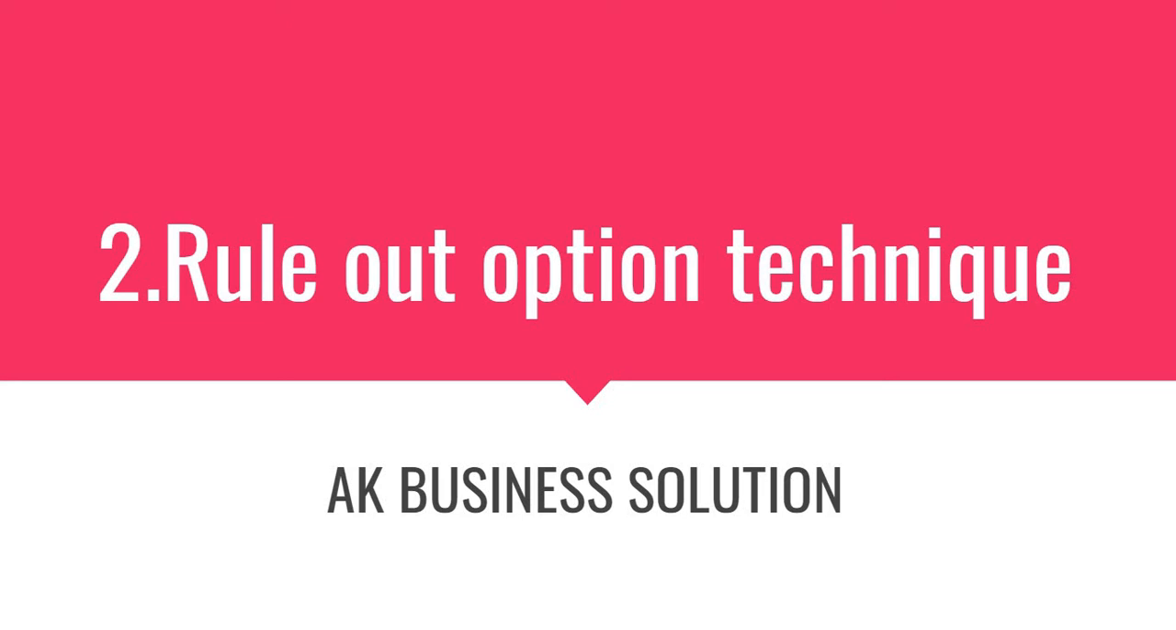You can rule out the options by modifier, by diagnosis code, by add-on code, or by any coding guidelines which are specifically mentioned in the CPT book, so that if you rule out the options, you will get the correct answer at very fast speed. So this is technique number 2.